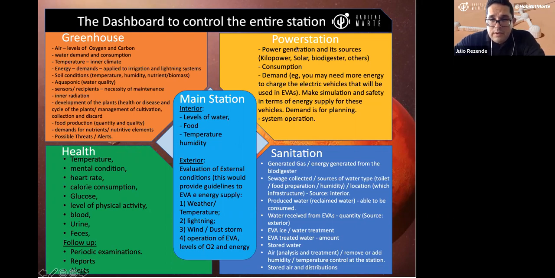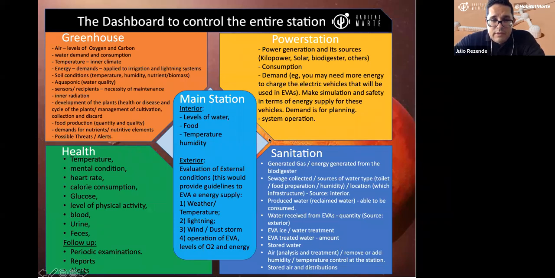Also, looking at the power station, we would like to know about the energy generation from the power station. It's also important to know about the demand for energy from the different infrastructures in our station here.